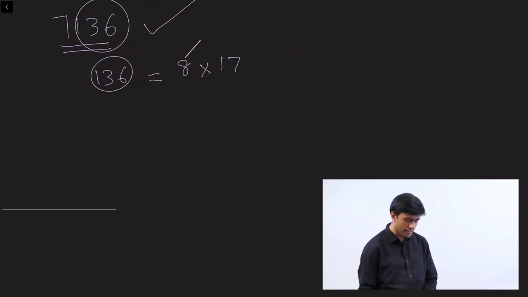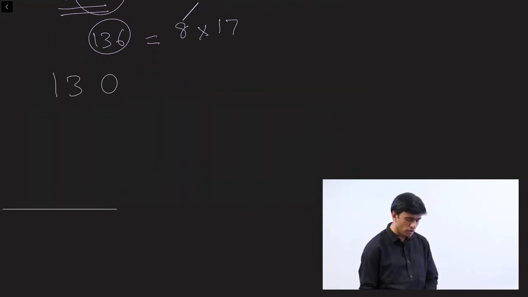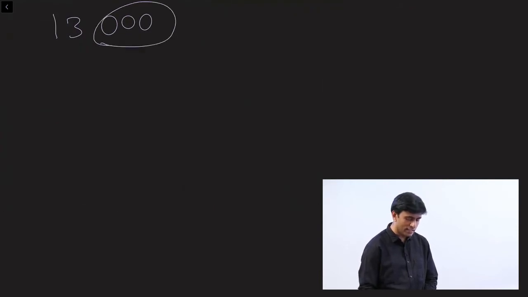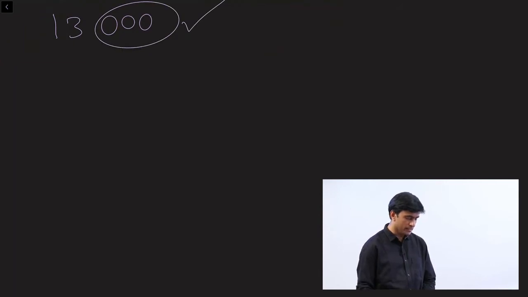Let's take another example, 13000. Is this number divisible by 8? The last three digits has 0, 0, 0. Therefore, it is divisible by 8.